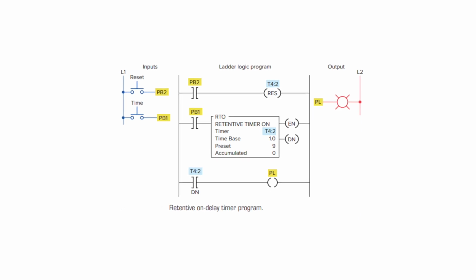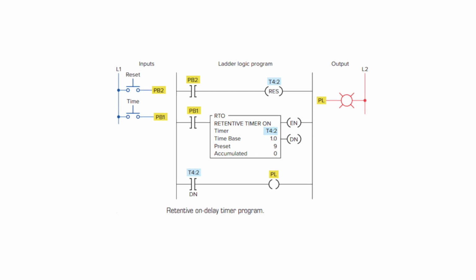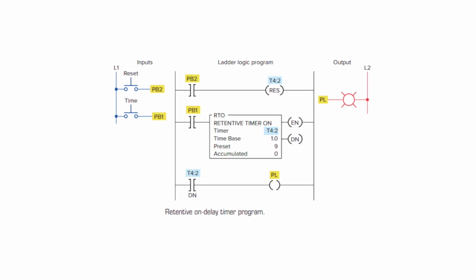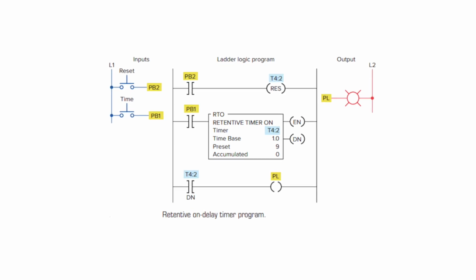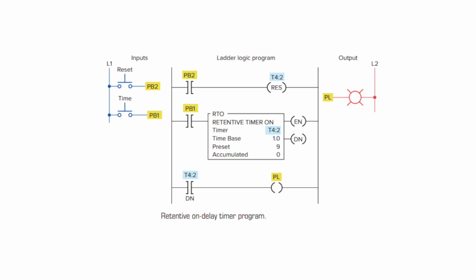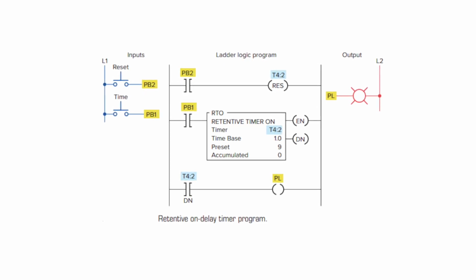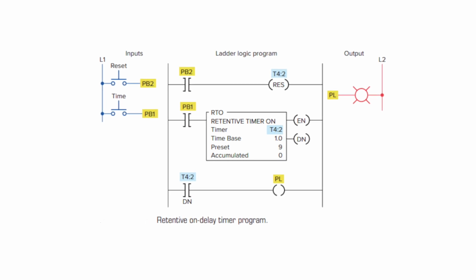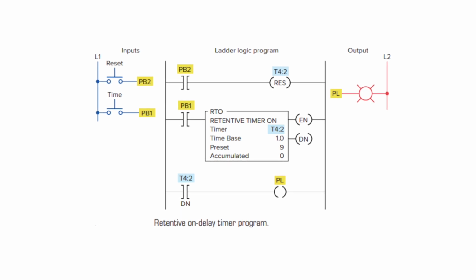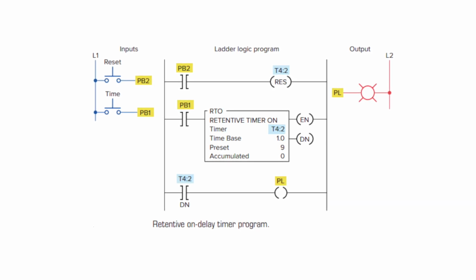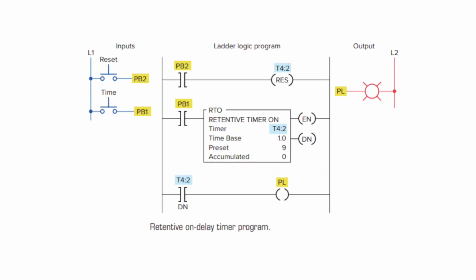In this case, you can see the RES instruction and the retentive timer. The timer address is T4:2, the time base we are taking as 1 and the preset value we take as 9 seconds. As you can see in the diagram, in the first rung the push button 2 is connected to the reset output, and the reset output address is also represented by T4:2.